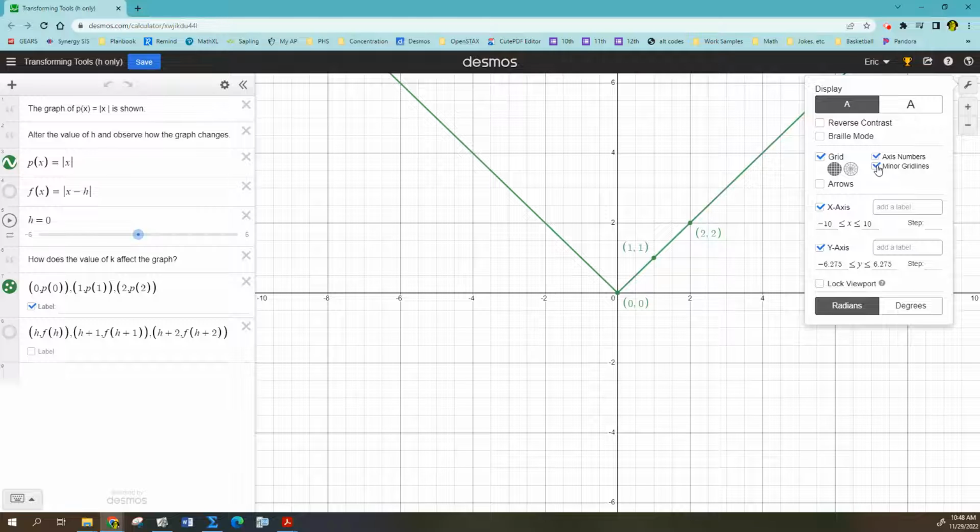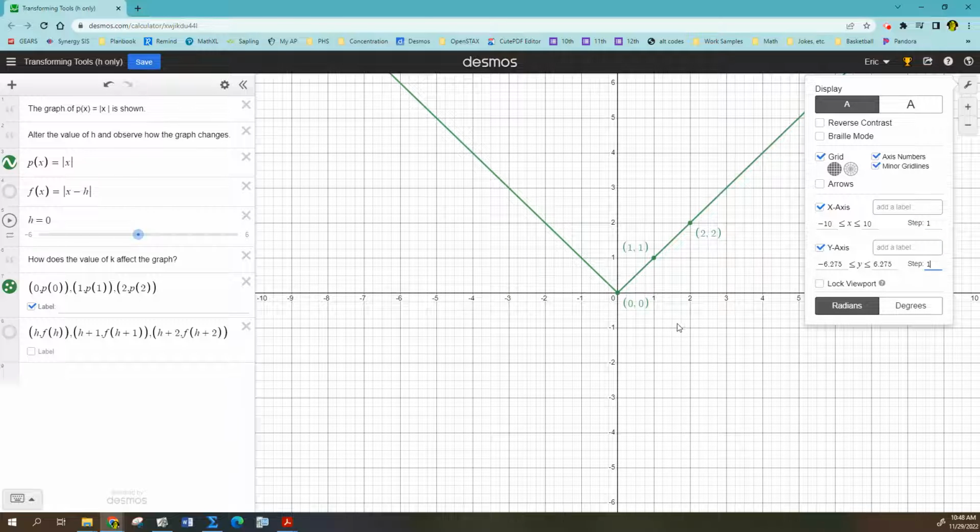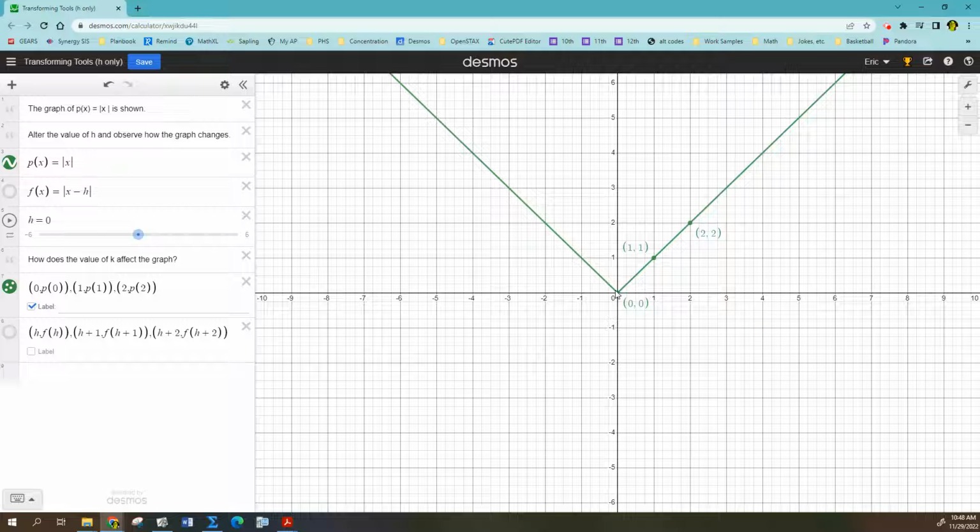Let's step by ones. There we go. Notice that, just like we'd expect, we go over one and up one on our parent graph. We go back one and up one, over two and up two. It's that V shape we're familiar with. That's our absolute value graph.